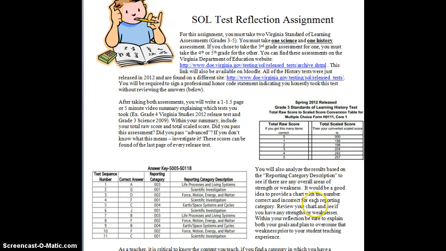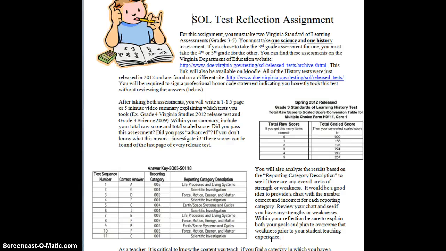You also need to analyze your results based on the reporting category. Each assessment has reporting categories. If you see here, this is a screenshot of a science assessment. There are different reporting categories, from life processes, science investigation, force, motion, and energy, to Earth space systems. I think there are about 4 or 5 of those depending on which grade and which subject area.